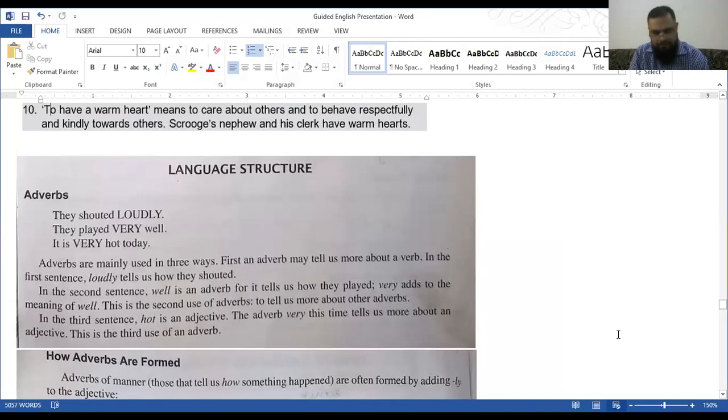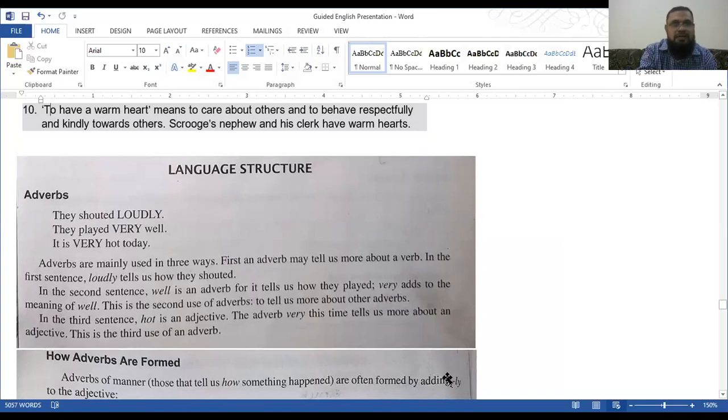Language structures. Adverbs. They shouted loudly. It is page number 55 of your book if you have. They played very well. It is very hot today.